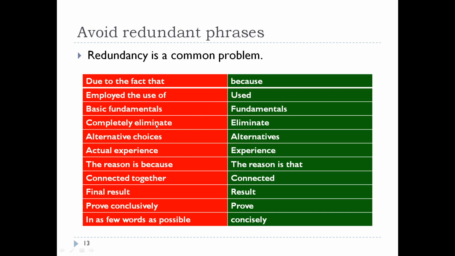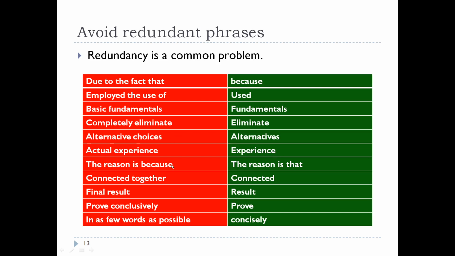Completely eliminate. So when you eliminate something, that means it is completely gone. That is why it is eliminated. If it is still there, then it is not eliminated. So completely eliminate is not a correct term to use. Okay, so you can simply say eliminate. Alternative choices. Alternative and choice, they convey the same meaning. So you can simply say alternatives. Actual experience. Okay, so actual experience is always actual. If it is not actual, then it is not experience. So you can get rid of actual here and simply say experience.